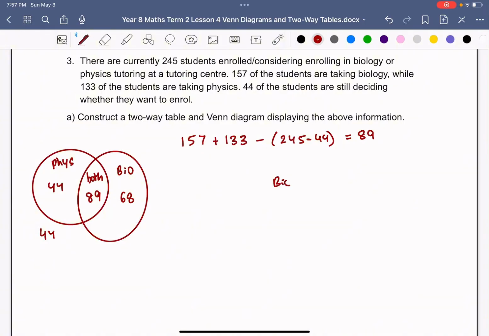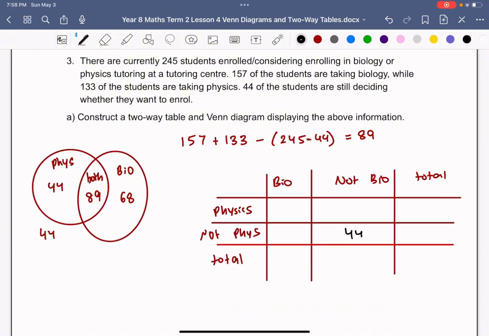So let's do bio and then not bio and then total over here. Drawing up my table and then also adding physics going down, so 44. And I know that only physics is also 44. That gives me 88 total. Now bio and physics doing both is 89, which left me with 68 for just bio, which is 157 for bio. Now my total for physics was 133, 112 for total not doing physics, and that gives me a total of 245 students in total, which matches up to the question.